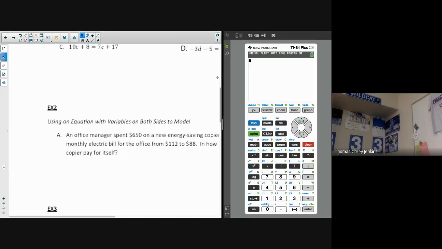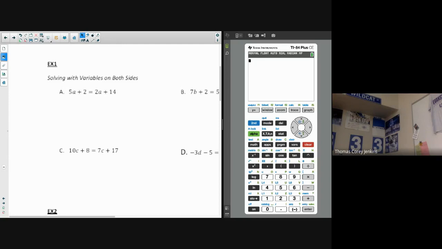Let my computer get caught up here. There we go. All right, so looking at 1a, it says 5a plus 2 equals 2a plus 14. All right, so what we want to do here is, and I'll actually write this out. Sorry, I got a little bit ahead of myself.